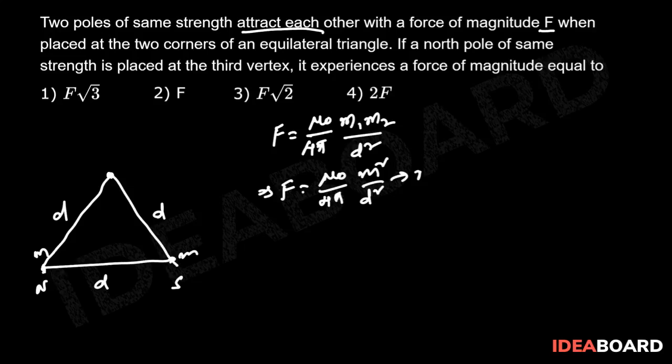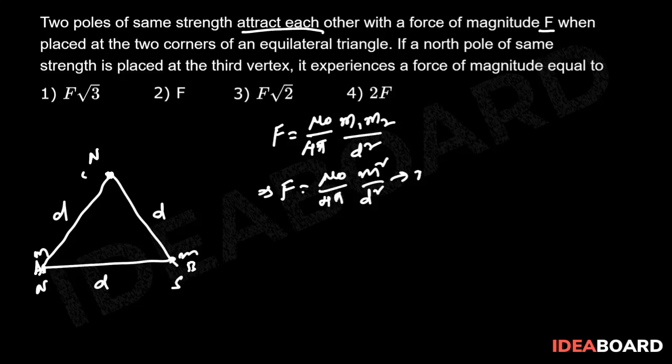Now we place a north pole at the third vertex. Let us take the vertices as A, B, C. Now what is the resultant force on the north pole at the third vertex, that is at C? The resultant force on the north pole at C is the resultant of the forces exerted on this north pole at C by the north pole at A and the south pole at B.